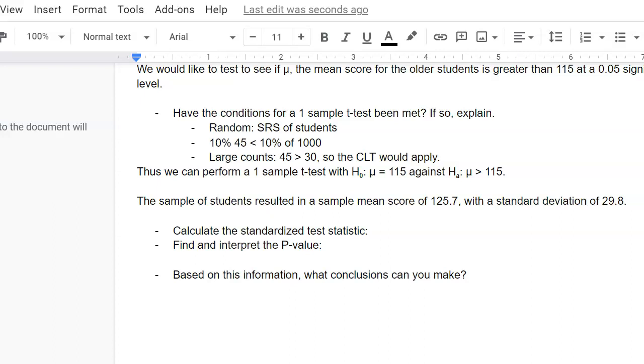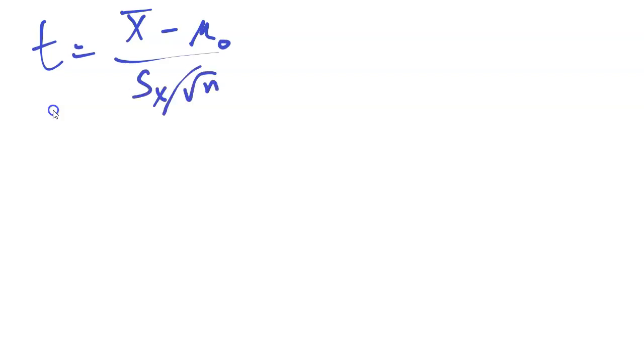Now, remember, the information that's needed for a t-test: we need to get a p-value and a t-score. So the t is found by taking the sample mean minus the supposed population mean and dividing by the sample standard deviation over the square root of the sample size. And we're also going to need the degrees of freedom here. Thankfully, the degrees of freedom is just n minus 1.